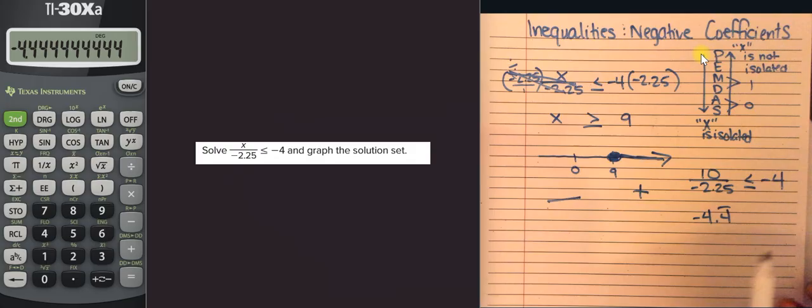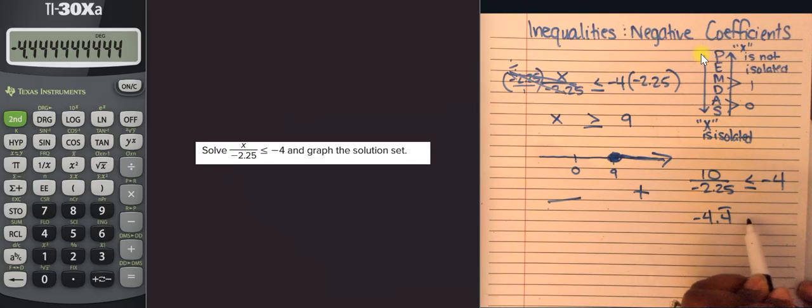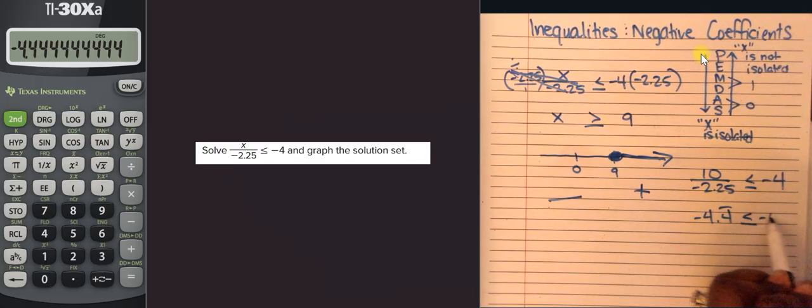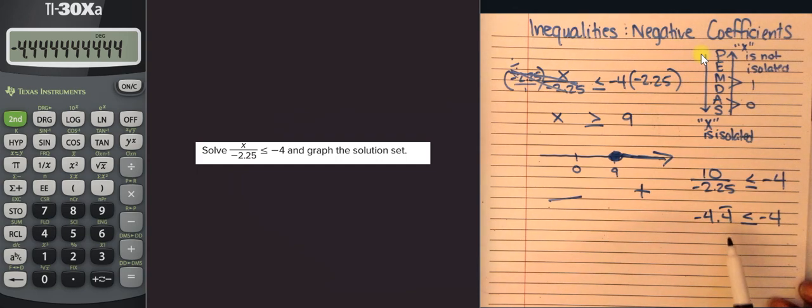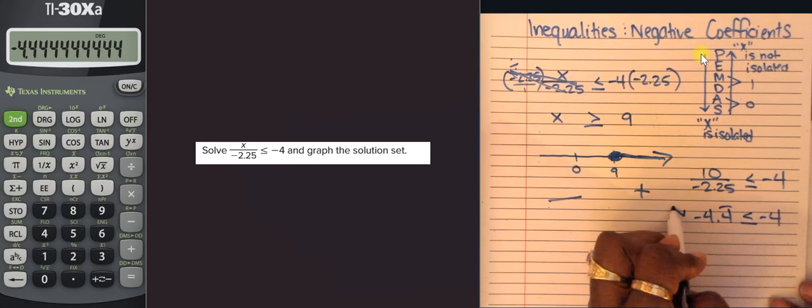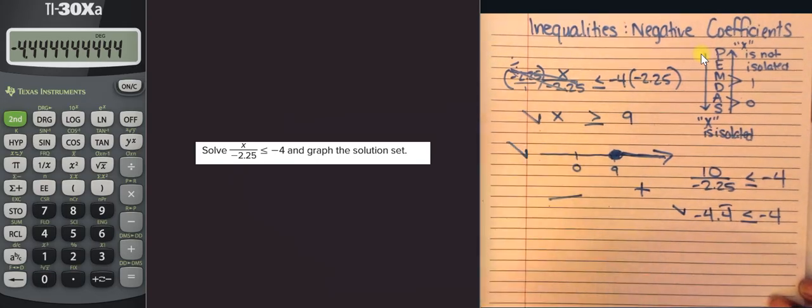And so let's see, is this a true statement? Negative 4.4 is less than or equal to negative 4. Is that true? Yes, that's true. Negative 4.4 is smaller than negative 4. So yes, this is a true statement. That means that what we've done here is correct.